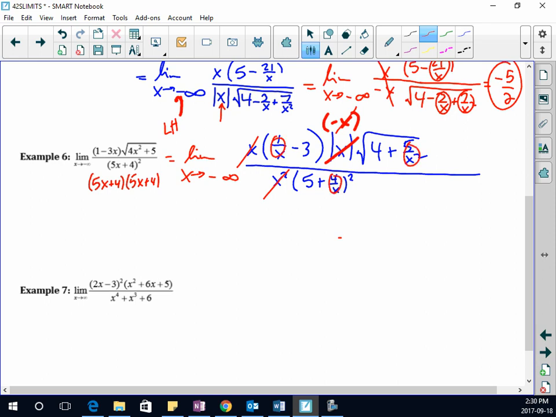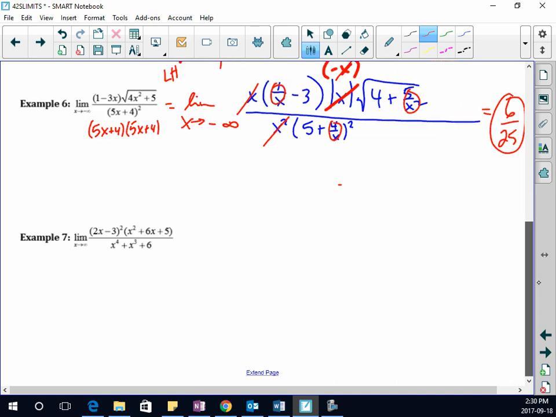What are we left with? 0 minus 3. Minus 3 times minus is a positive. Times the square root of 4 is a 6. And then I have 5 plus 0 is 5. 5 squared is 25. Okay, did anybody try the next one?